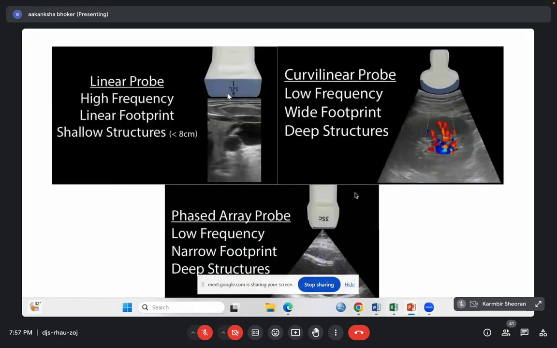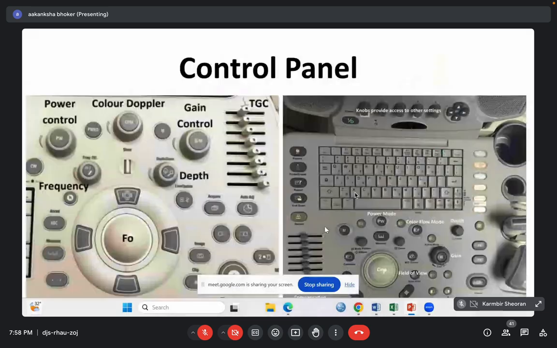Here we can see this is the linear probe, which is generally a high frequency transducer. The footprint is straight and they are used for examining superficial structures because they have better resolution, but they cannot penetrate into the depth. Next, the curvilinear probe is a low frequency transducer. The footprint is wide and it is used for assessing deeper structures because, being low frequency, it can go to large depth. And this is the phased array, which is generally used for performing echocardiographic examination. It is low frequency and the beam will diverge. The footprint is very narrow, which provides us access through the intercostal space.